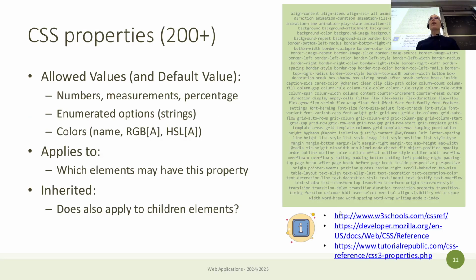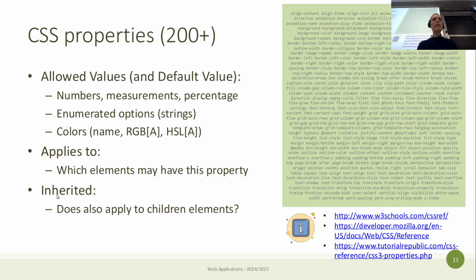How do I apply properties? Well, there are plenty of properties. There are more than 200 CSS properties in the recent CSS version. And if you go to the specifications, every one is specified with its name and the possible values, etc. Some properties will take numbers, measurements, percentage, or maybe colors as before, enumerated options like display block, inline, etc. It depends on the type of property, but everything is specified in the CSS standard.